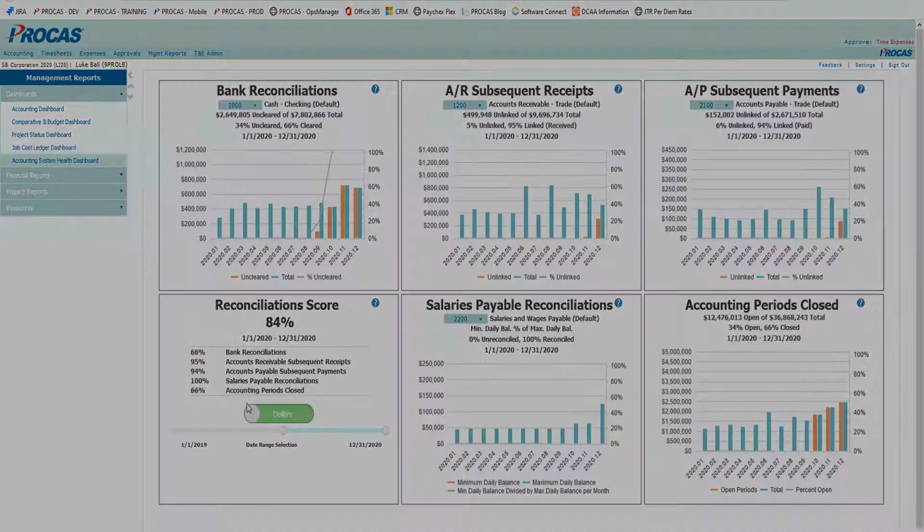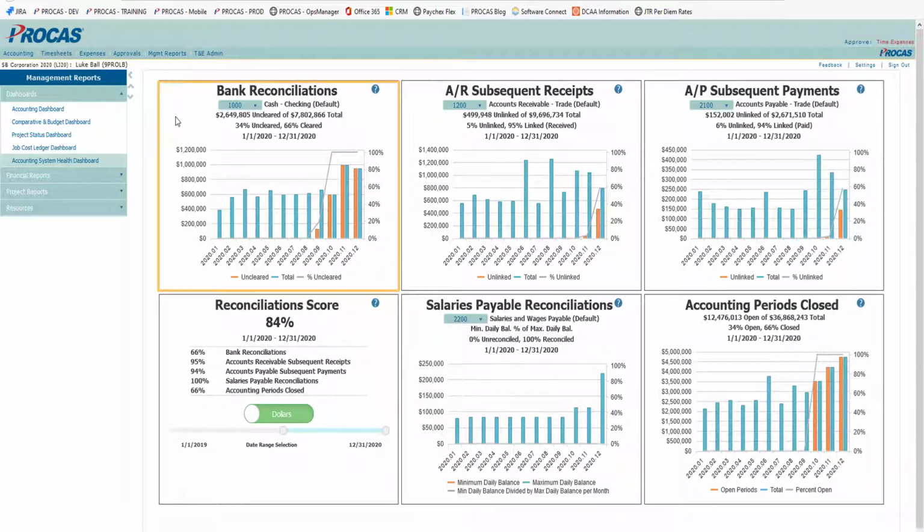Tile 1, Bank Reconciliations. Reconciling your cash accounts to an outside bank account is the first step in ensuring accurate financials. If your cash in the general ledger does not match what is in your bank account, then the foundation for any financial statement reporting is immediately in question.